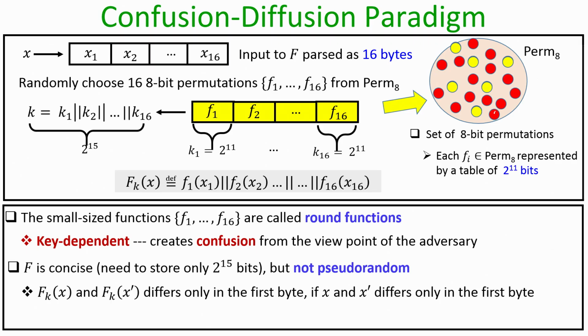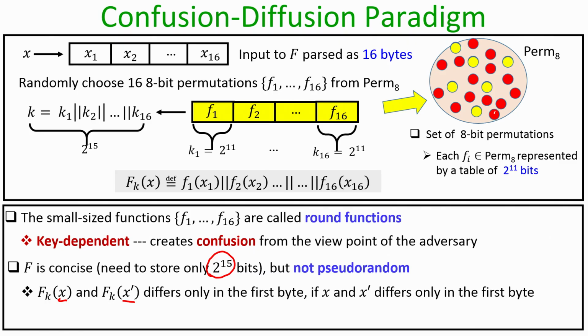However, it turns out that even though the description of the keyed function f_k which we have constructed is very concise, namely it requires us to store only 2 to the power 15 bits, it is not pseudo random. Recall that the property of a pseudo random permutation is that if I have two inputs x and x', and I compute f_k(x) and f_k(x') with respect to the same key, then even if x and x' differ in a single bit or a single byte, the outputs should be significantly different.